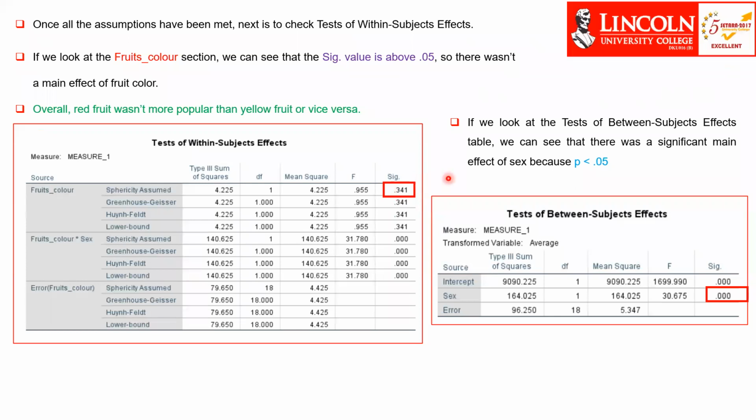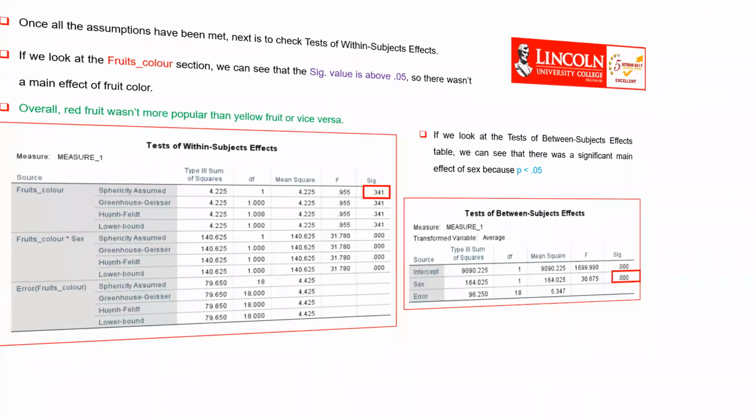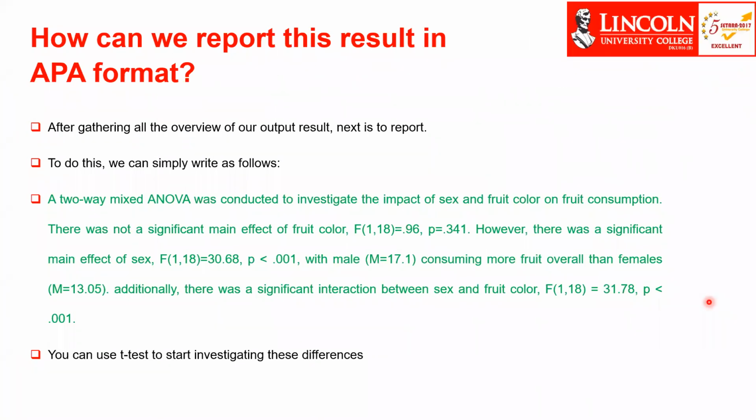If we look at the tests of between-subjects effects, scroll down a bit and you are going to see this. If you look at this test of between effect, you can see that there was a significant main effect of sex because P is less than 0.05. Okay. So now, how do we report this?